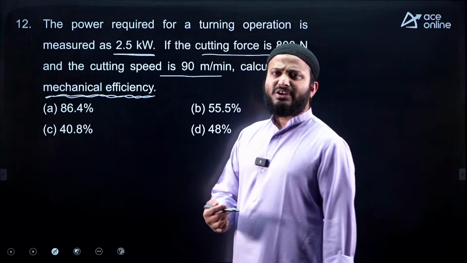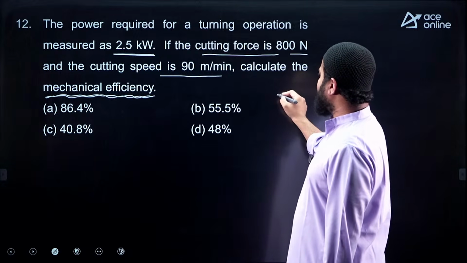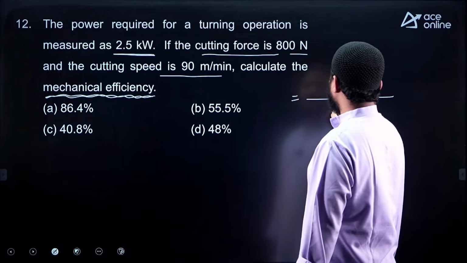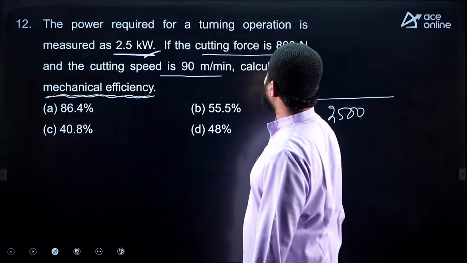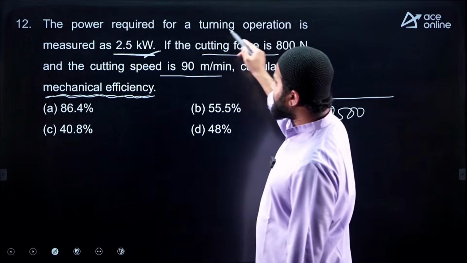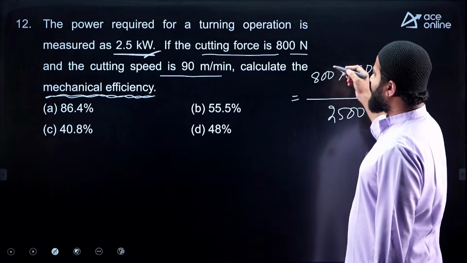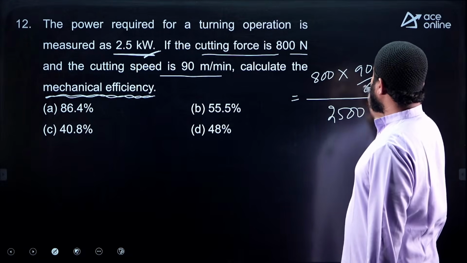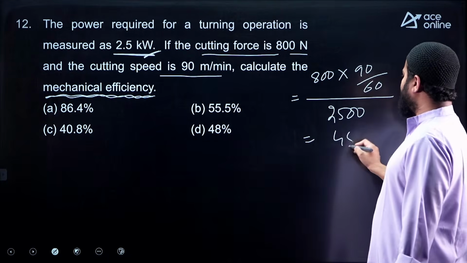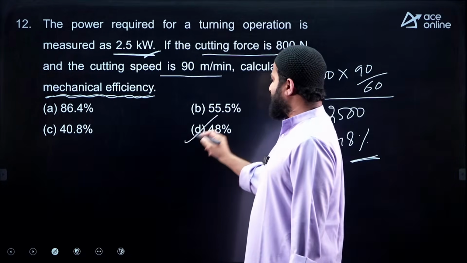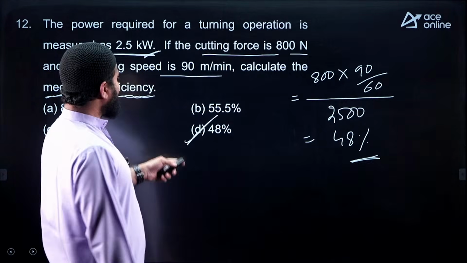Those who are aware of mechanical efficiency calculation from thermal sciences can also easily calculate this question, where mechanical efficiency is nothing but output to input. Input is 2500 watt, because 2.5 kilowatt is the power required, whereas cutting force is 800 and cutting speed is 90, but it is given as meter per minute. So to convert to seconds, divide by 60. Simplify this and you will get 48%. You need to perform the percentage calculation to get the answer. The answer is option D.